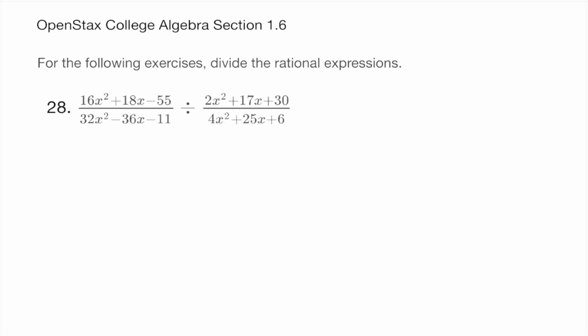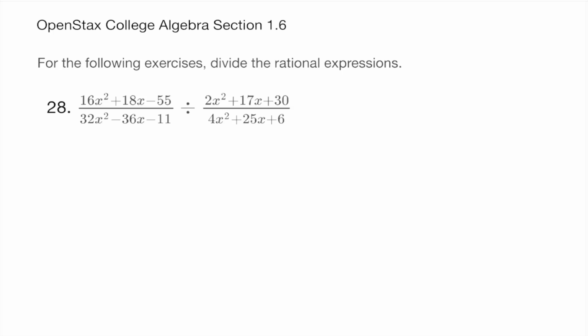Welcome. In this video, we're going to take a look at problem 28. It is in section 1.6 from College Algebra by OpenStax. Okay, so we need to divide the rational expressions. So let's start rewriting it.